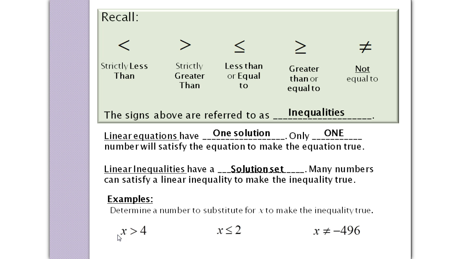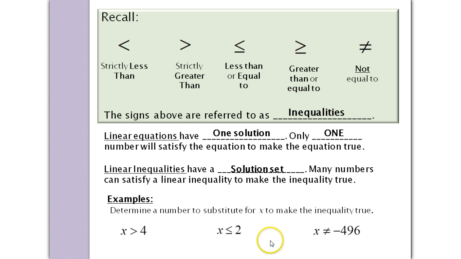Take a second to think about a value that would satisfy that. We just need a number to be greater than 4. There's lots of values that are greater than 4. 5 is greater than 4. 6 is greater than 4. 20 is greater than 4. 900 is greater than 4. 2 billion is greater than 4. You can see how there's many numbers that will satisfy the situation.